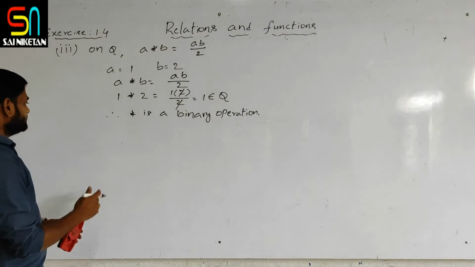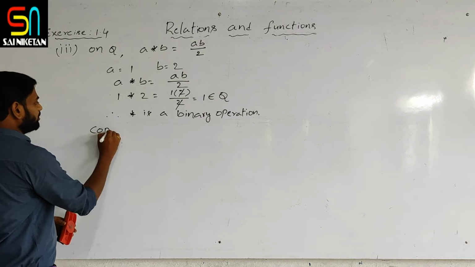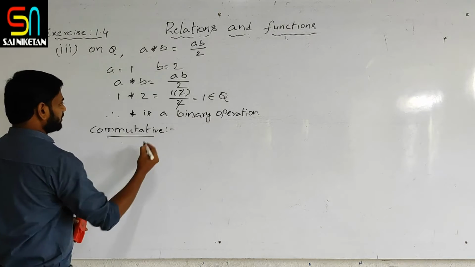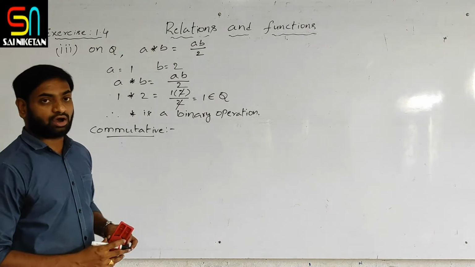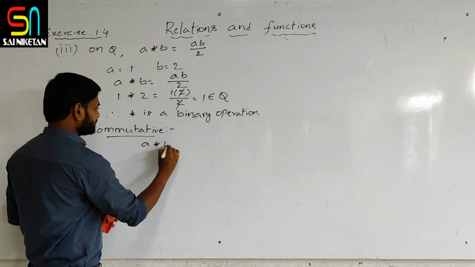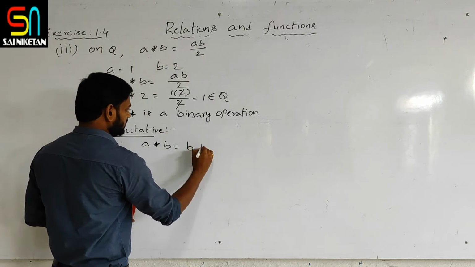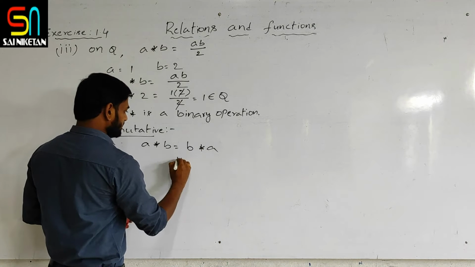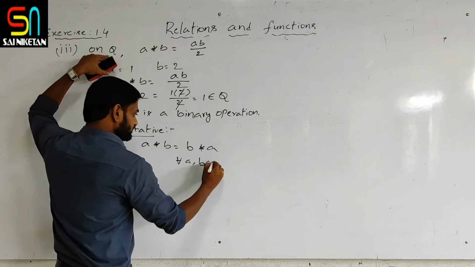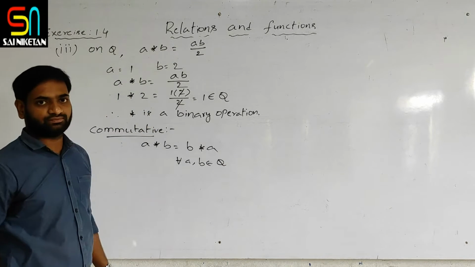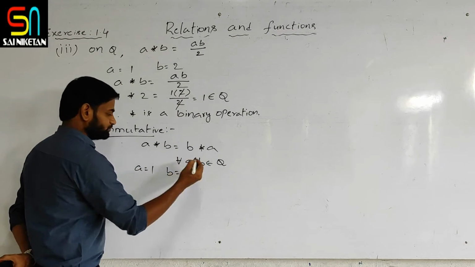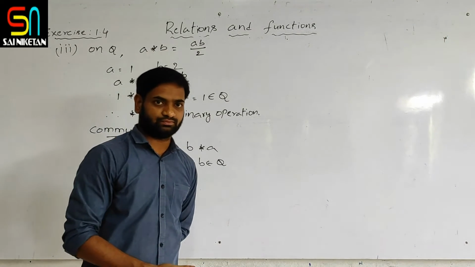Next, see here. Now I am checking whether it is commutative or not. For commutative, the condition is that A star B should be equal to B star A, where A, B belong to the given set Q, the rational numbers. Now here I am choosing A value 1, B value 2. You can choose other values also.